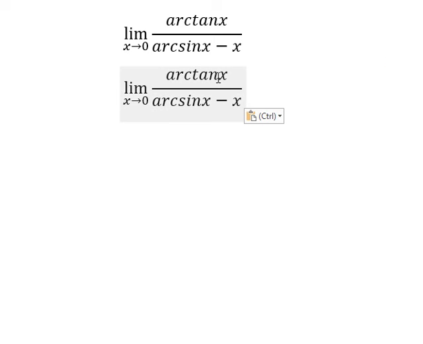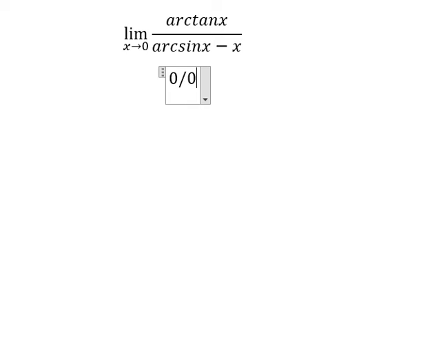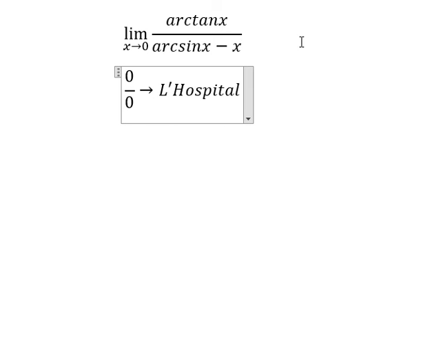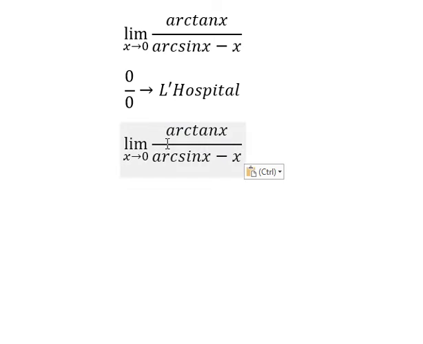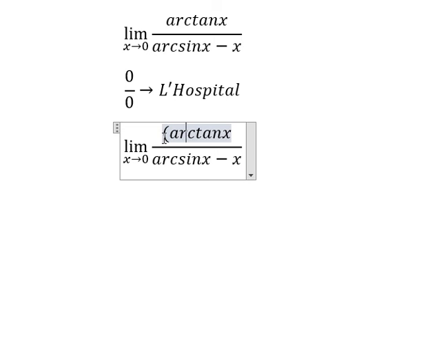If I substitute number 0 here, we have 0 over 0, so we can use L'Hôpital's rule. That means we first need to take the derivative of the numerator and the denominator.